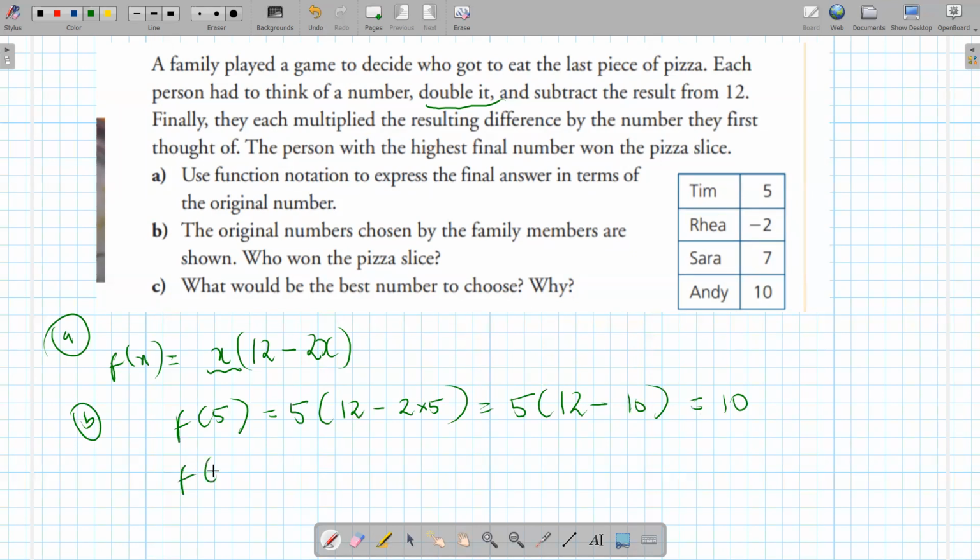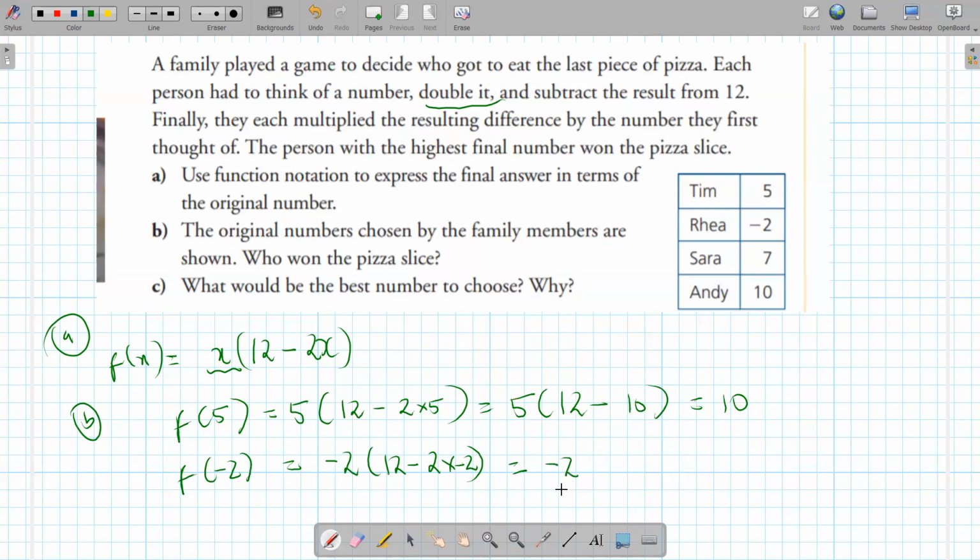So the next one is f of minus 2. So what does the function become? -2. Yes. And then in the bracket, what do we have? 12 minus -2, or 12 minus 2 times -2. Yes. And now you can use a calculator here, or you don't have to.